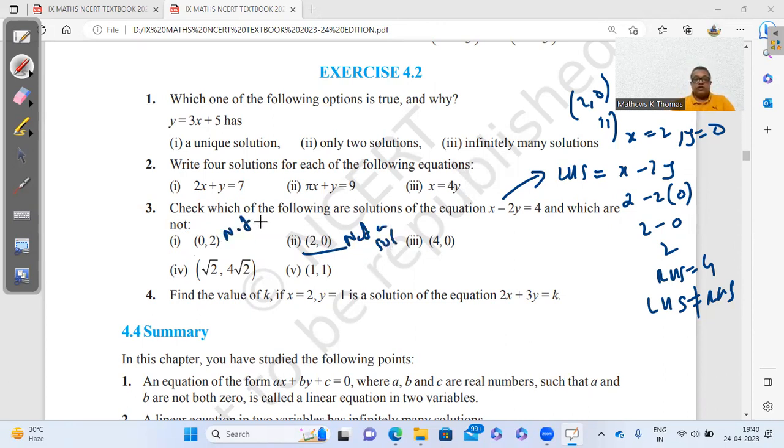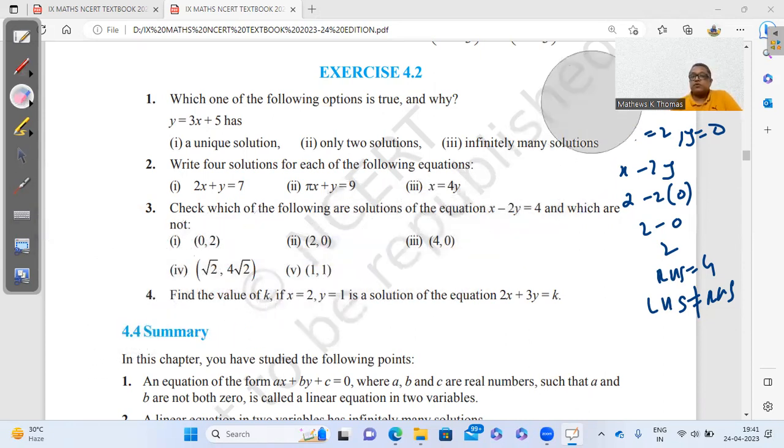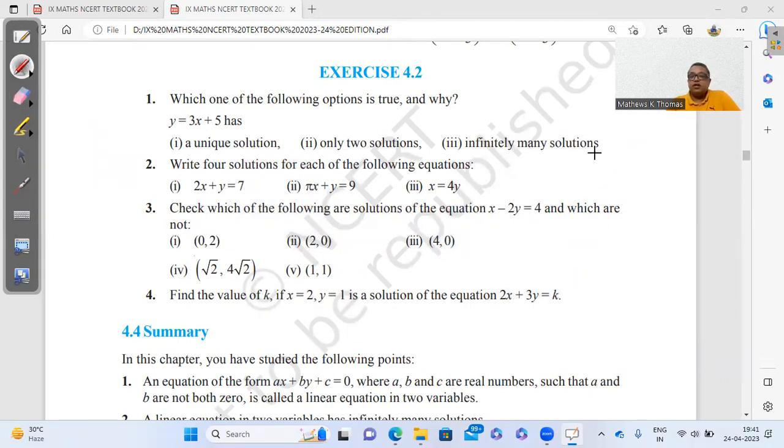So first one was not a solution. Second one is also not a solution. Let's try the third one now, that is (4, 0). So if I'm trying (4, 0), x is 4 and y is 0. The equation is x minus 2y equal to 4. Which part am I doing? I'm doing the third part, (4, 0). Always remember, for an ordered pair, we did in chapter 3 that the first number is always x, second number is always y.